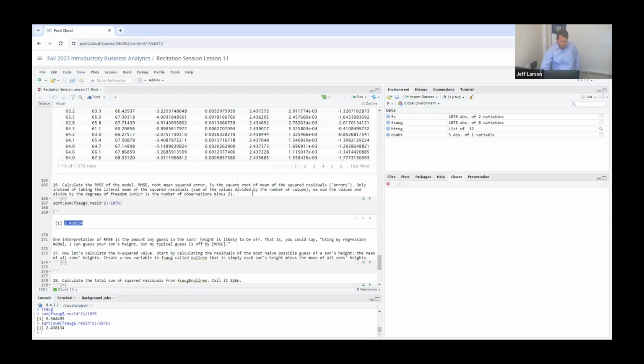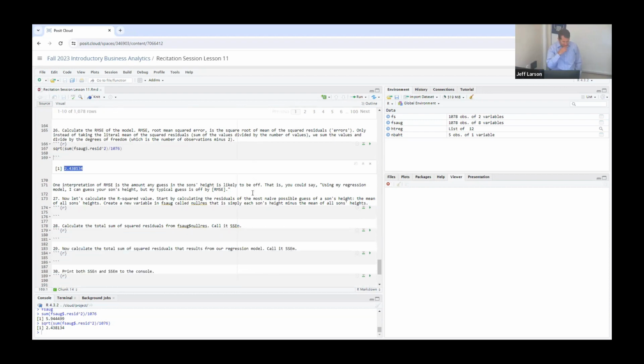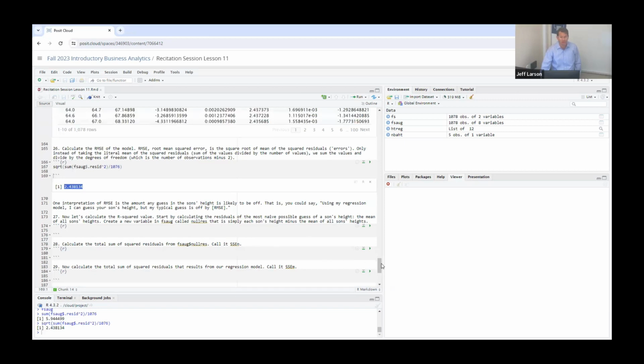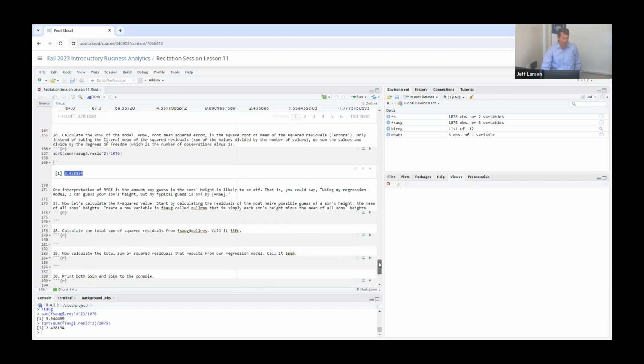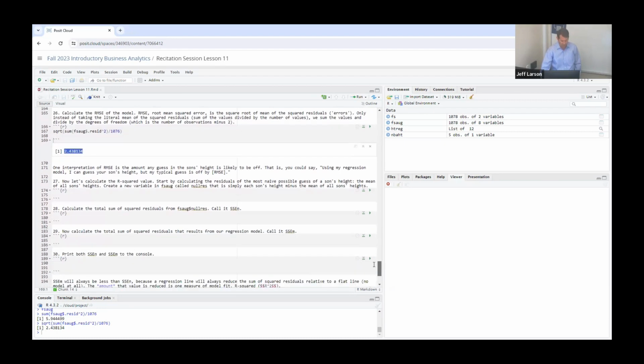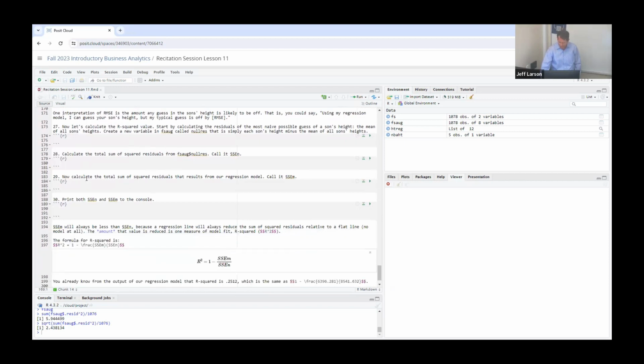Okay, the last thing it asks you to do is to calculate the R squared manually. We know the R squared is 0.25, right? It's basically how much our predictions get better using the regression line rather than just using the average. And I give you detailed instructions on how to do that.